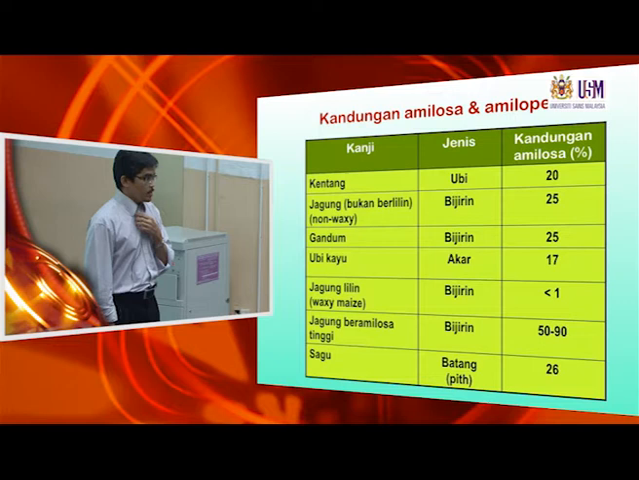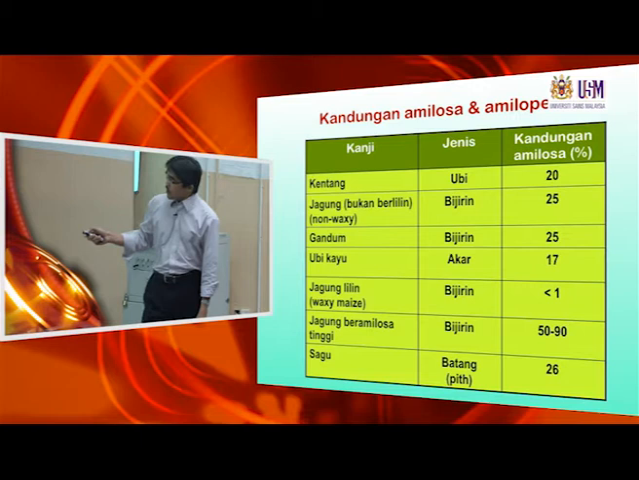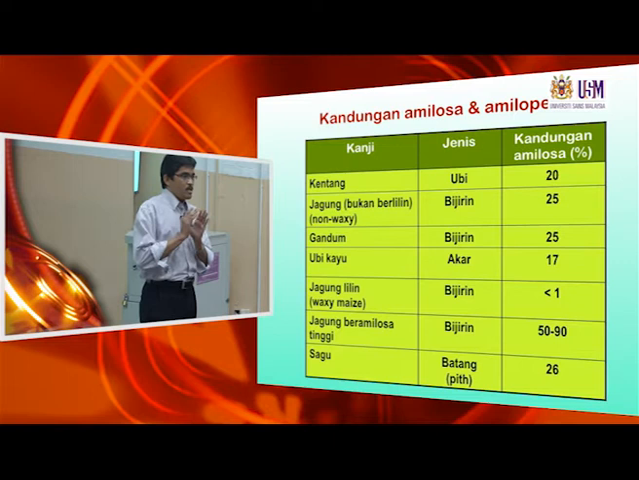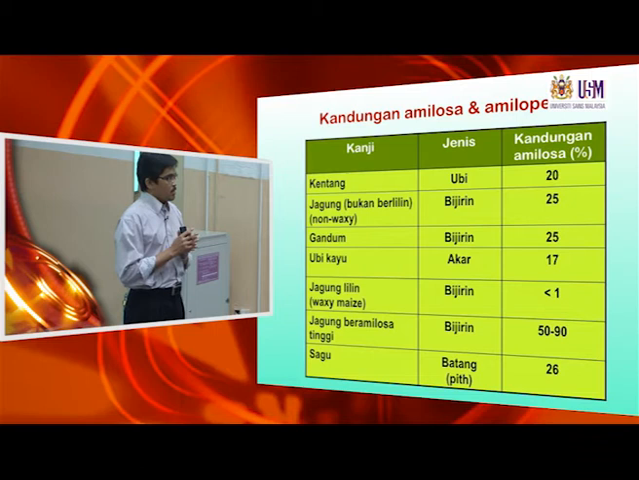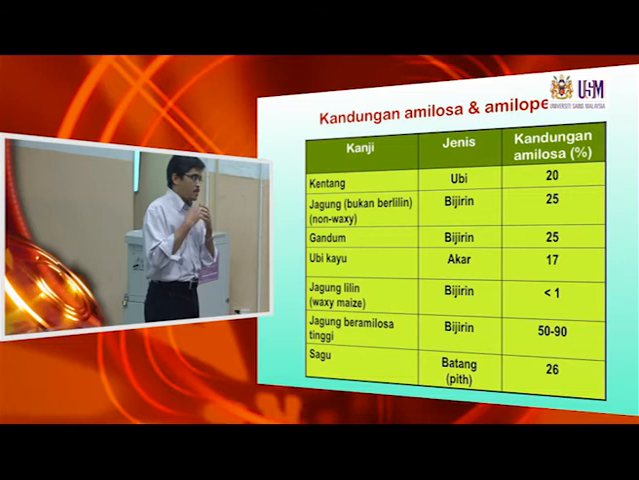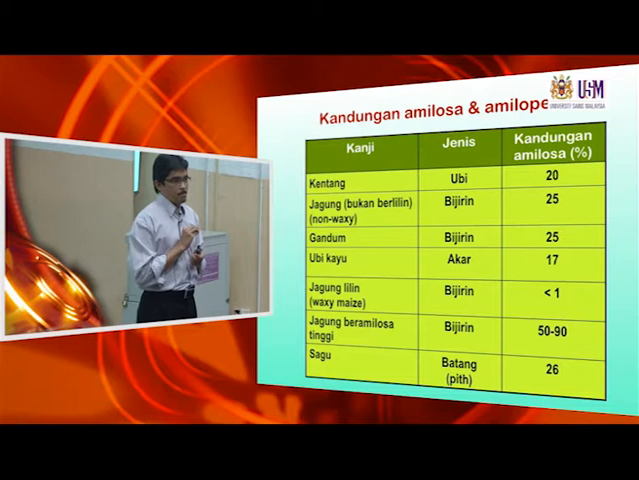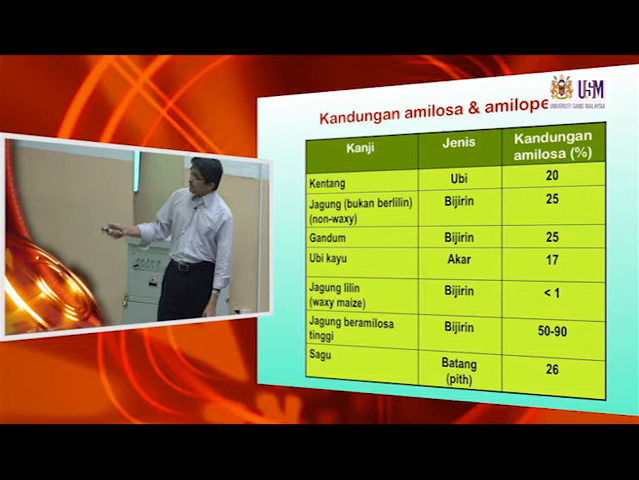And you will see later, the different ratio between amylose and amylopectin really will influence the properties of the starch in terms of the swelling property, in terms of the gelatinization property, in terms of the retrogradation property, in terms of the texture. It's related to the amount of amylose and amylopectin. Okay. So we can see here, these are the various types of starches.